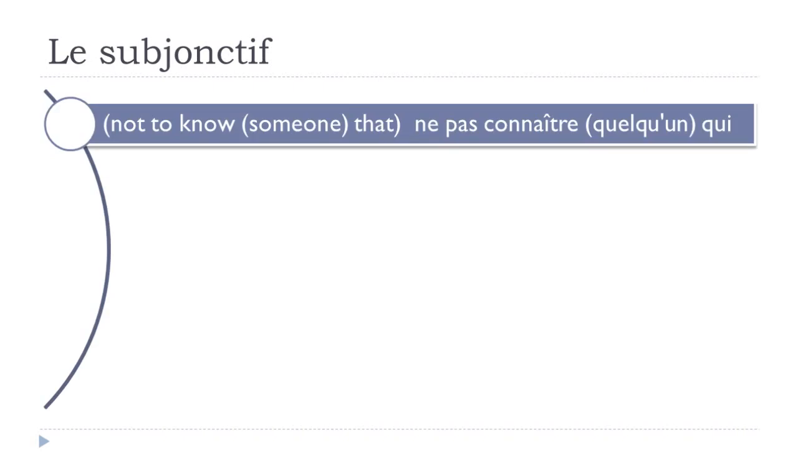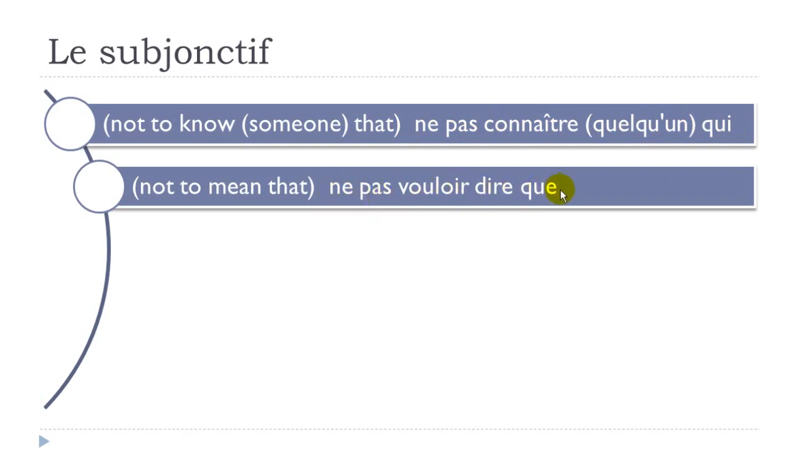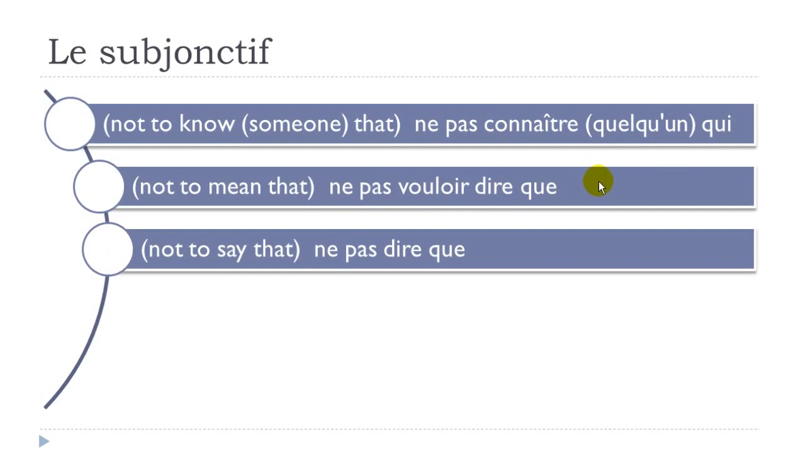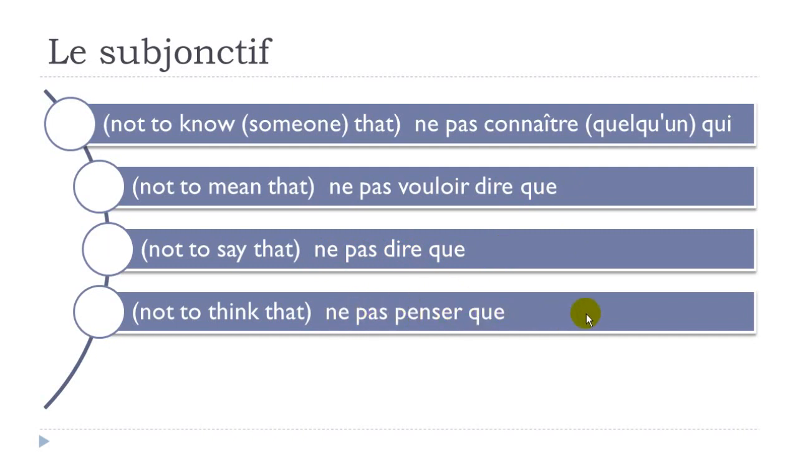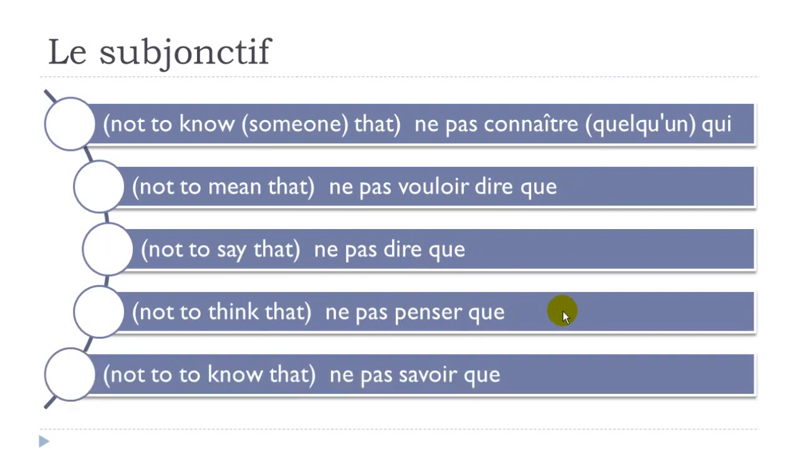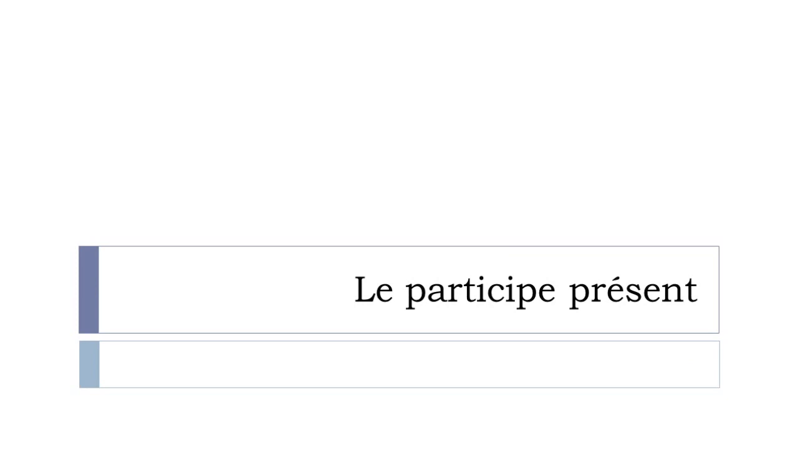Okay? Ne pas connaître quelqu'un qui. Ne pas vouloir dire que. Ne pas dire que. Ne pas penser que. Ne pas savoir que. Okay, so one more time. Ne pas connaître quelqu'un qui, ne pas vouloir dire que, ne pas dire que, ne pas penser que, ne pas savoir que, and all these expressions should be followed by le subjonctif.